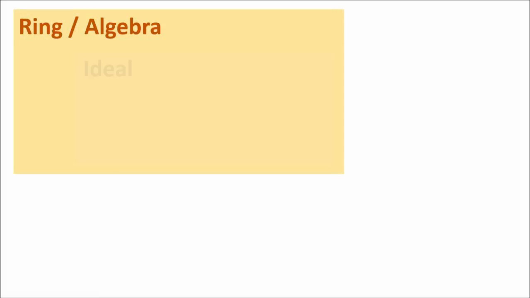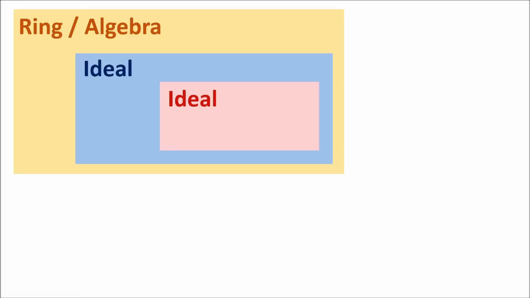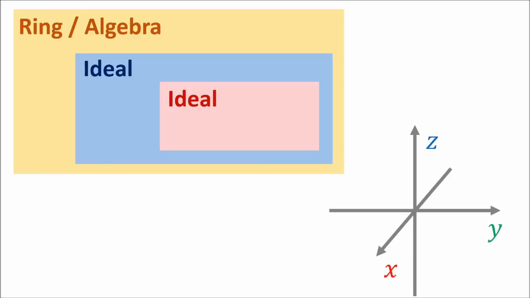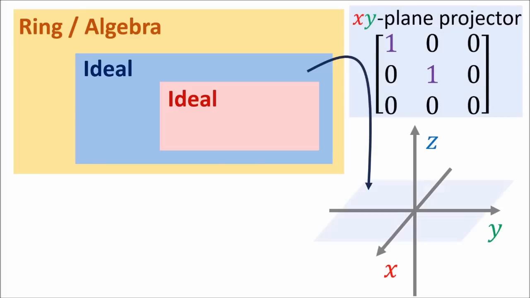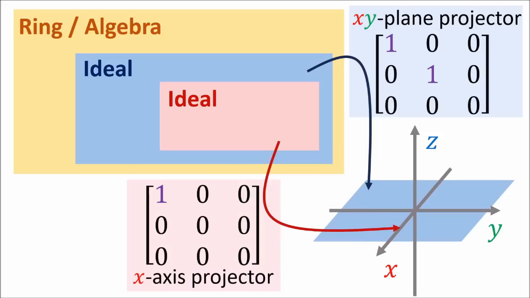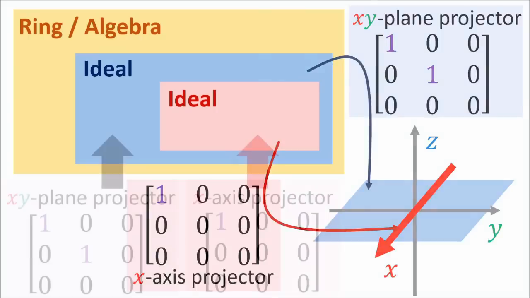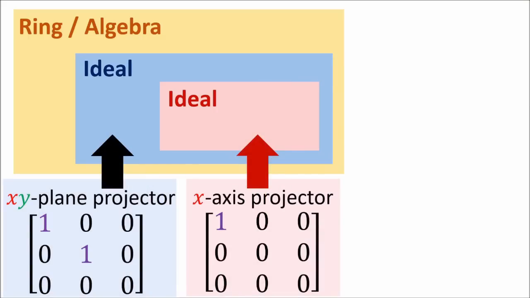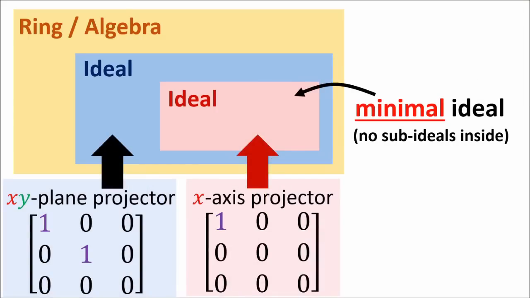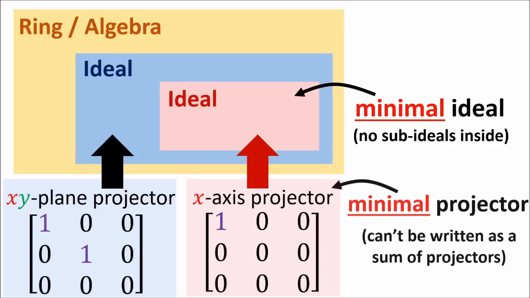Finally, note that it's possible for some ideals to live inside other ideals as subsets. Loosely speaking, this is similar to how we can project onto the xy plane and also project onto the x-axis. But the x-axis is a subset of the xy plane. If an ideal has no sub-ideals inside of it, we call it a minimal ideal. Minimal ideals correspond to minimal projectors, which are projectors that cannot be written as a sum of other projectors.